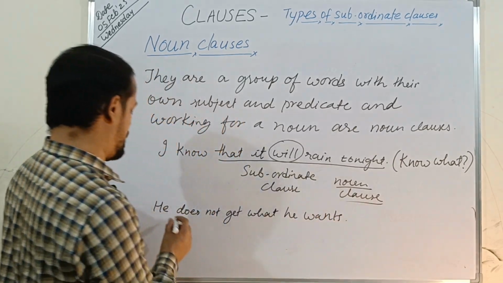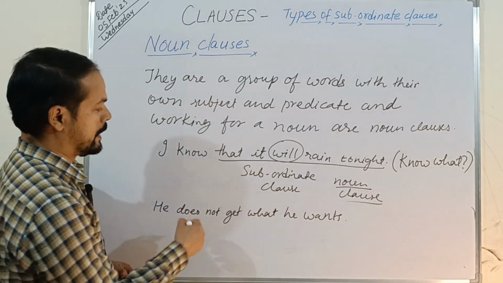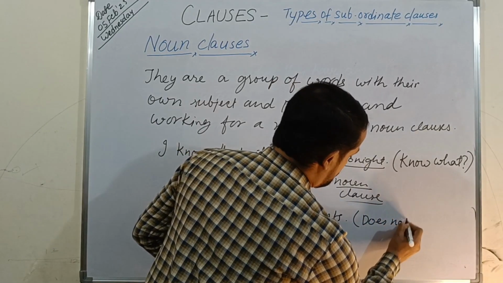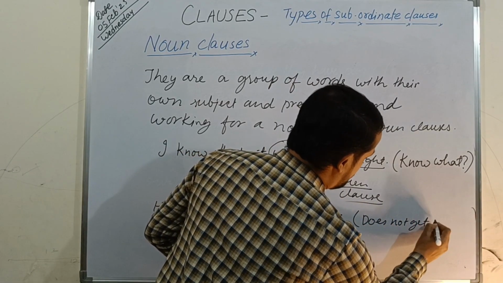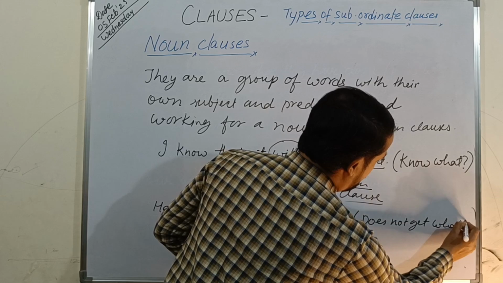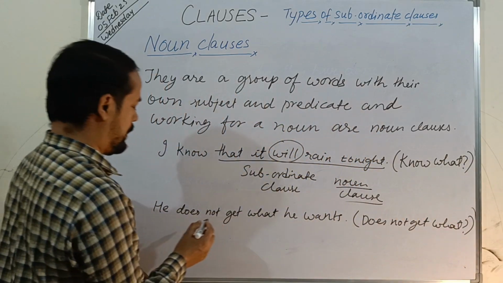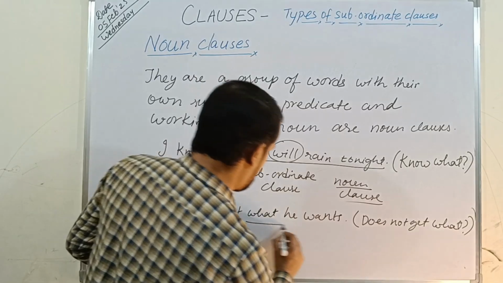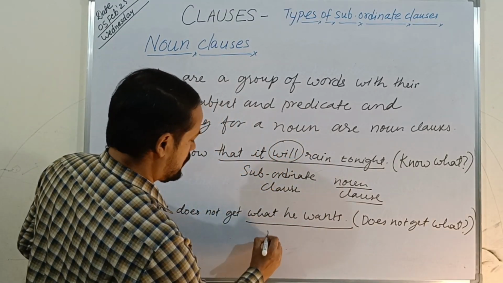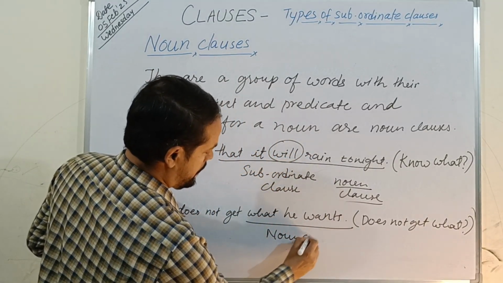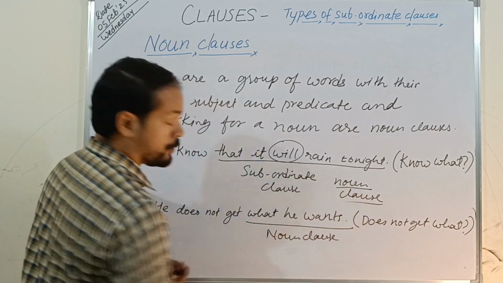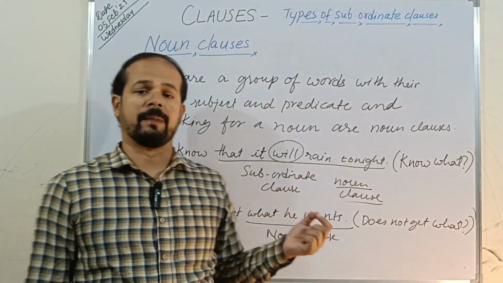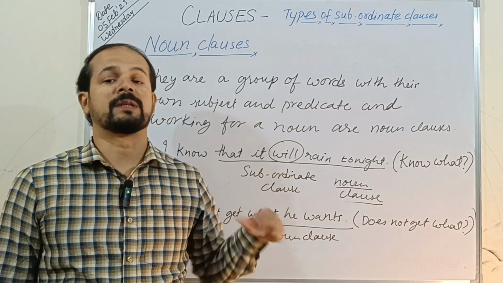Now in this you can see he does not get what? Does not get what? So in short, I am writing the question here to ascertain that this is a noun clause. So this way it is very easy to identify the short question that you have to keep in mind to ascertain whether it's a noun clause or some other clause.